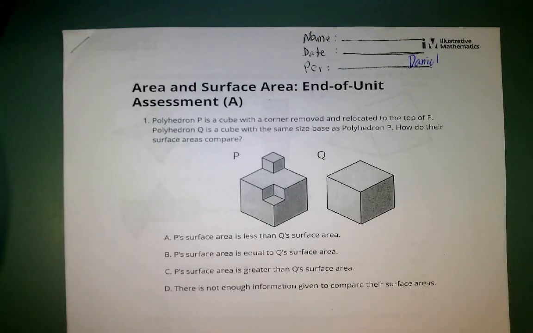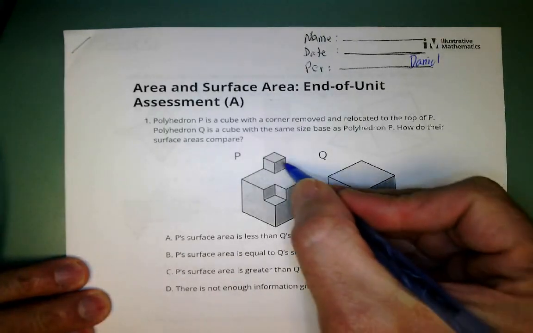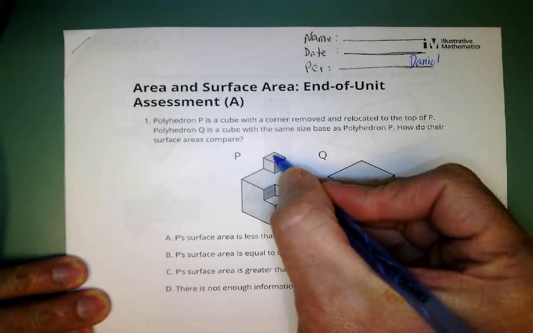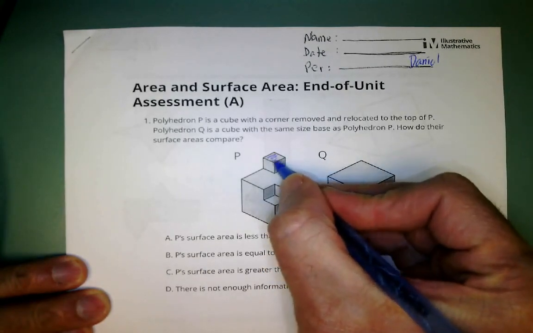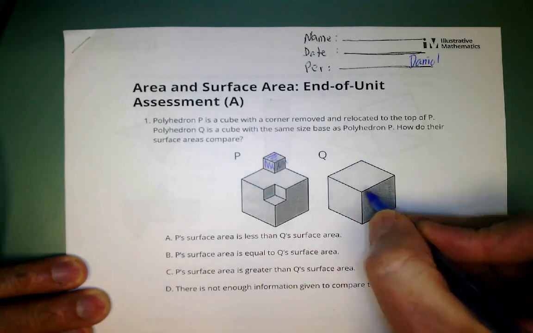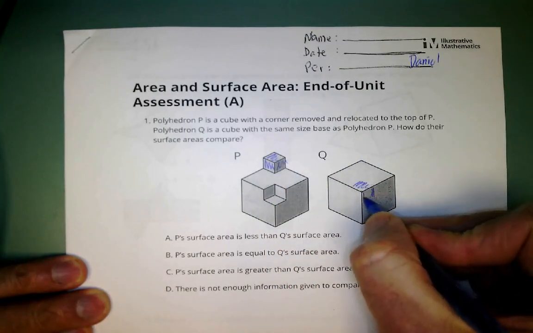First question, a polyhedron P is a cube with a corner removed and relocated to the top of P. Polyhedron Q is the same cube, but that one little block, that unit, is intact. So your question right now is, how do the surface areas compare? Okay, well, basically, if you think of this original, this, and this would be right here.